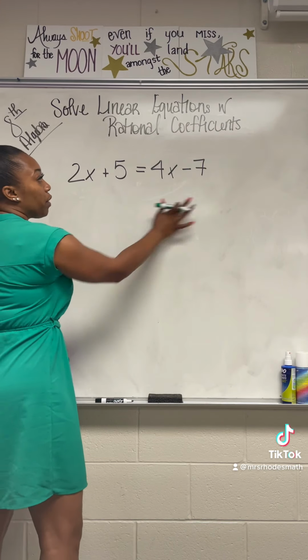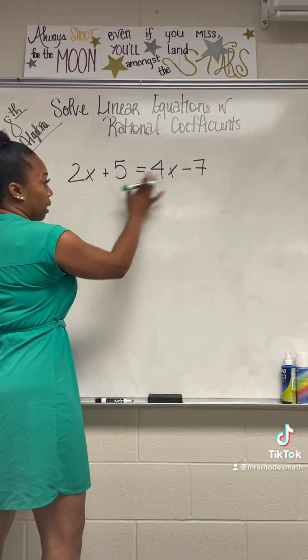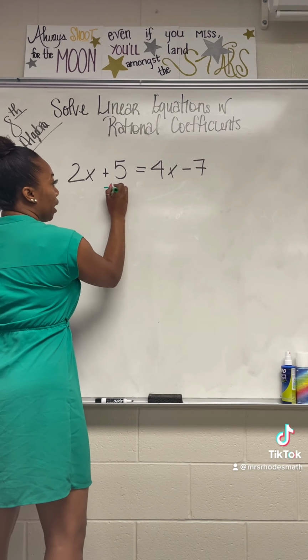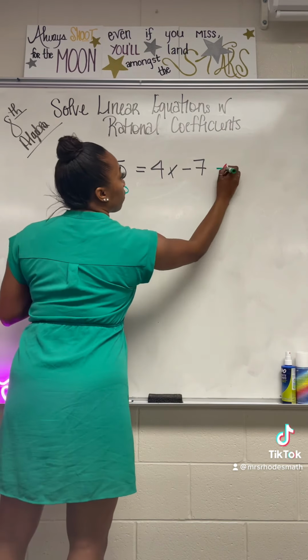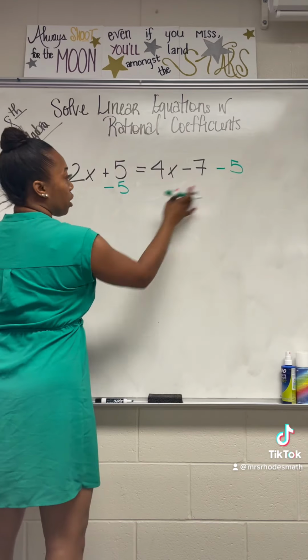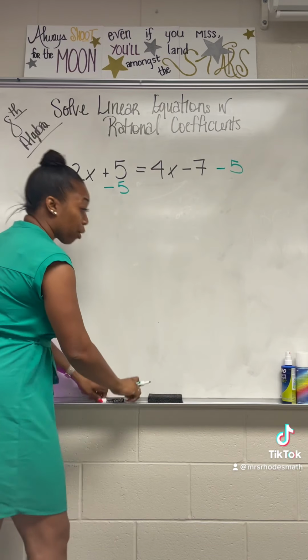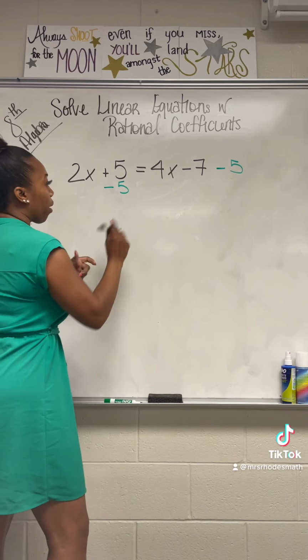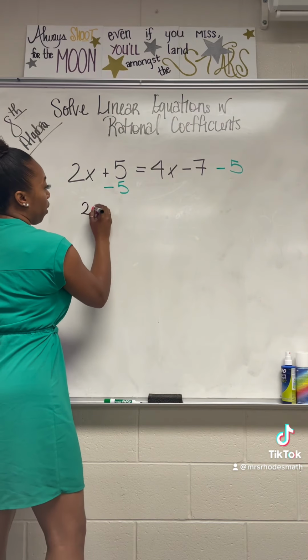Since I have a 5 over here, I want to move it over to the right-hand side. So I'm going to subtract 5 from both sides, and I'm going to put this 5 over here so I can solve through it, right? And then I rewrite. Every time I do something I rewrite, that's personal preference, not required.